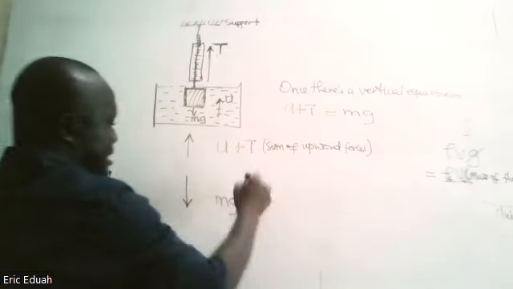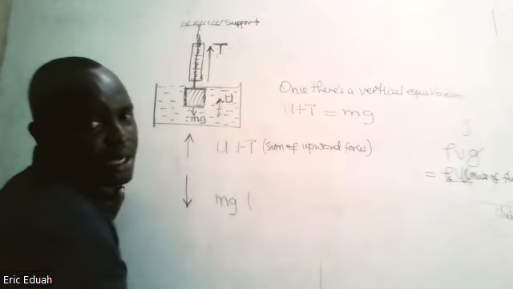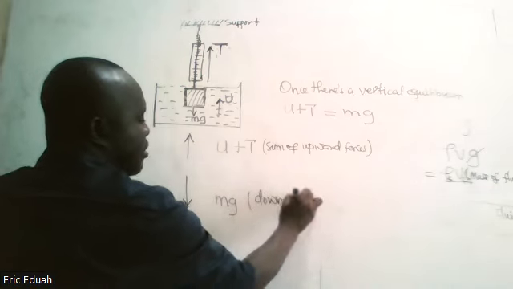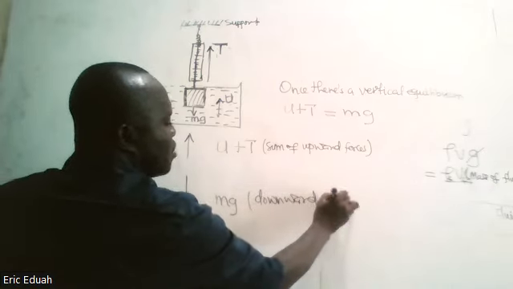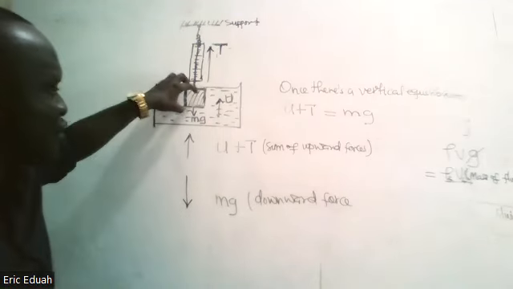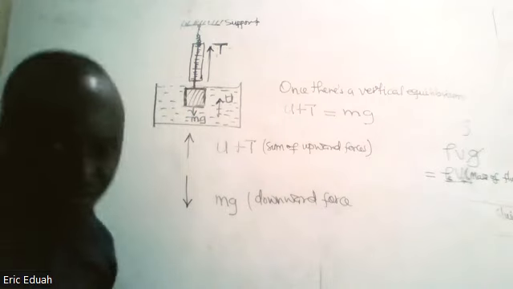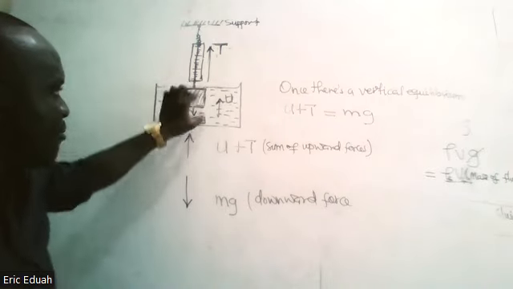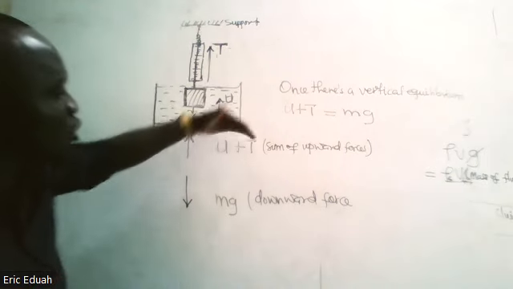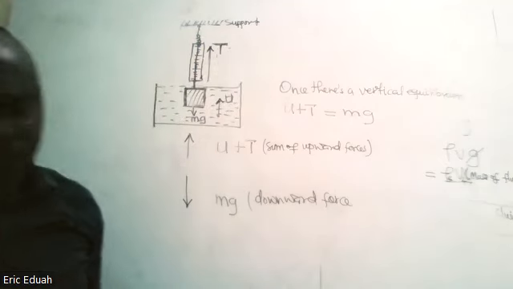And then this is the only single downward force. Now, once we have the system in equilibrium, when you suspend it, once the weight is small, it will never drop from the spring balance. It will be in equilibrium. Then it means that the total upward forces must be balanced by the total downward forces.